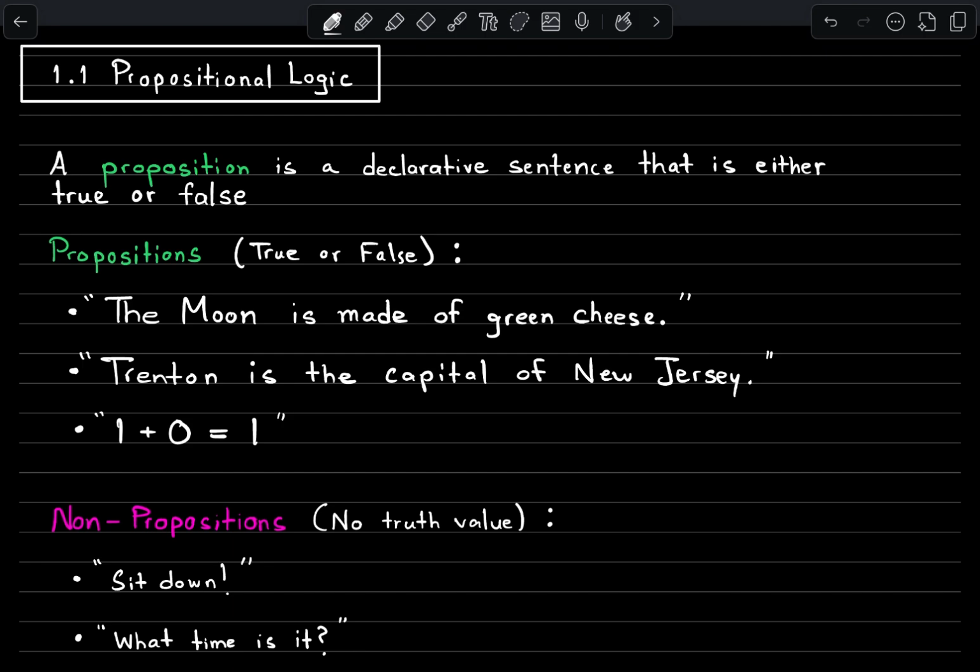So to start off with, a proposition is a declarative sentence that is either going to be true or false. It's making a claim about something about reality. So here's some quick examples of propositions.